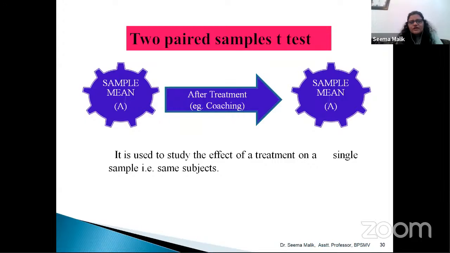So when we are going to check the effectiveness of something, we are going to check any kind of efficiency of something before and after. We are going to compare the value before any treatment and after any treatment.